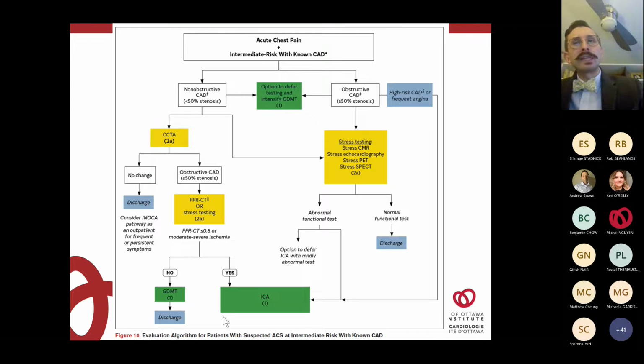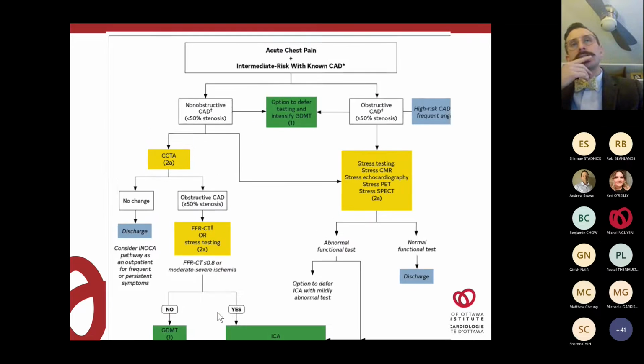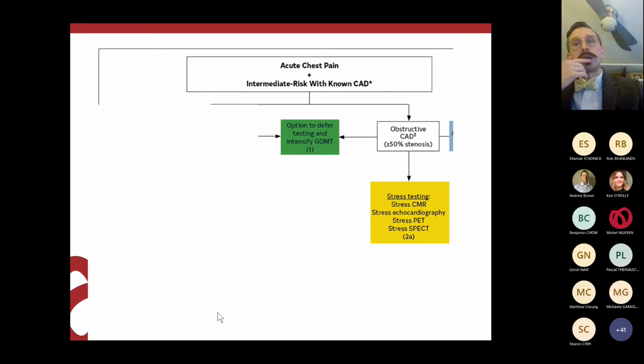This flow diagram now outlines the diagnostic approach to patients presenting with acute chest pain who have a known history of CAD. In these patients, the first step is to look to see how severe their known disease is. If they have a known lesion that's over 50%, we go down the right side of this flow diagram. There's a Class 1 option to defer testing and intensify their medication regimen. Otherwise, there's a 2A recommendation for functional testing with either stress CMR, stress echo, PET, or SPECT.